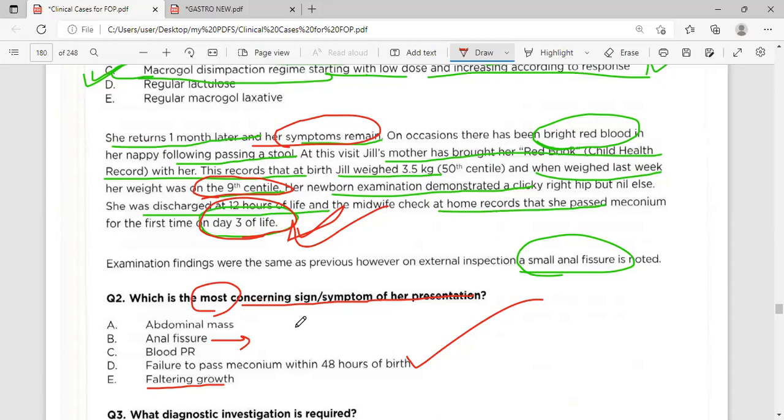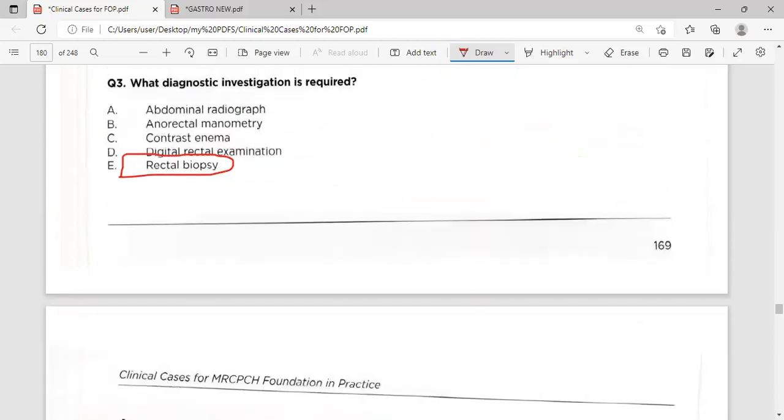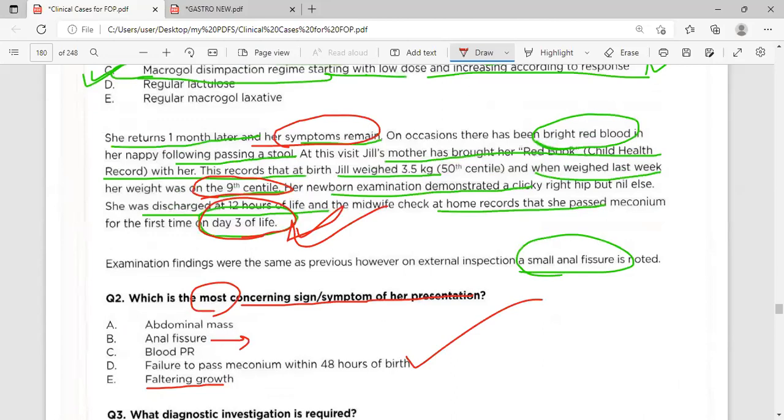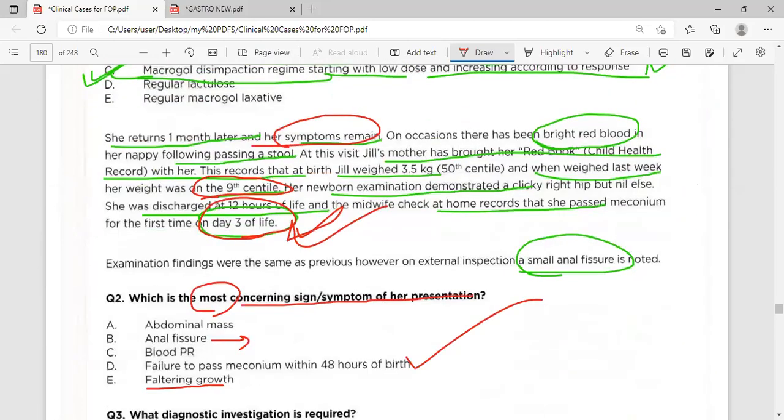Now I got the presentation. So this is a case of Hirschsprung disease. This was a very, very easy case, and all the explanation is given here. I think this is the easiest case of GIT.